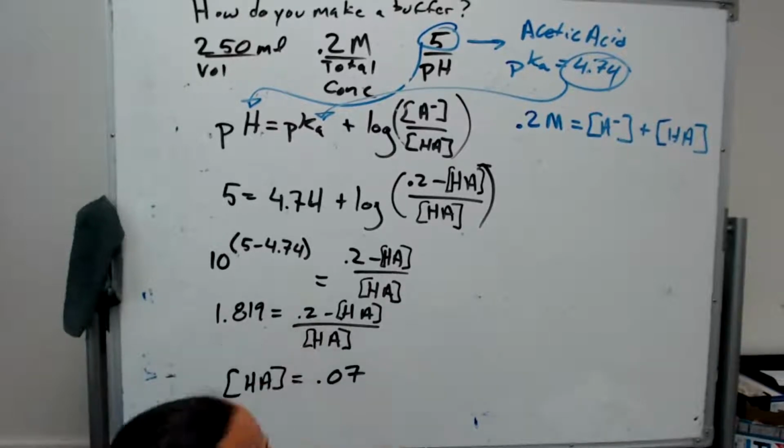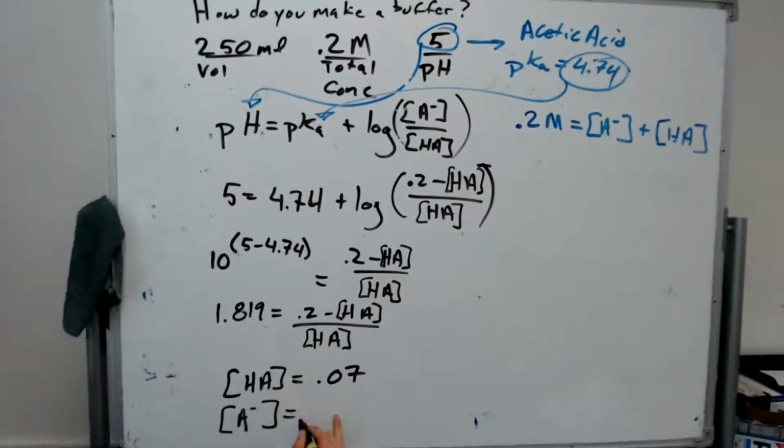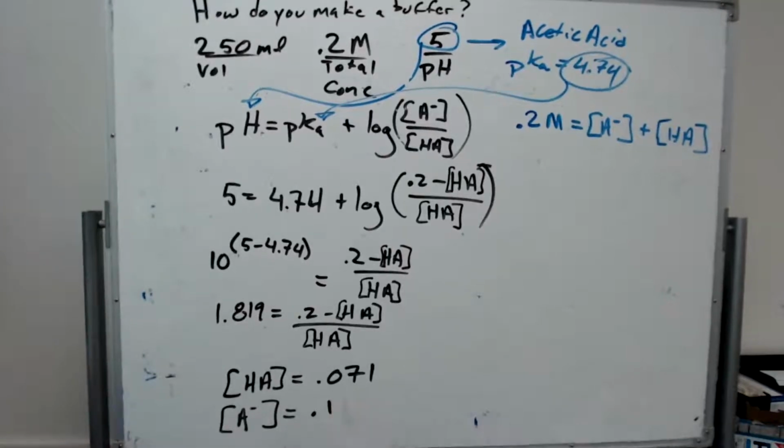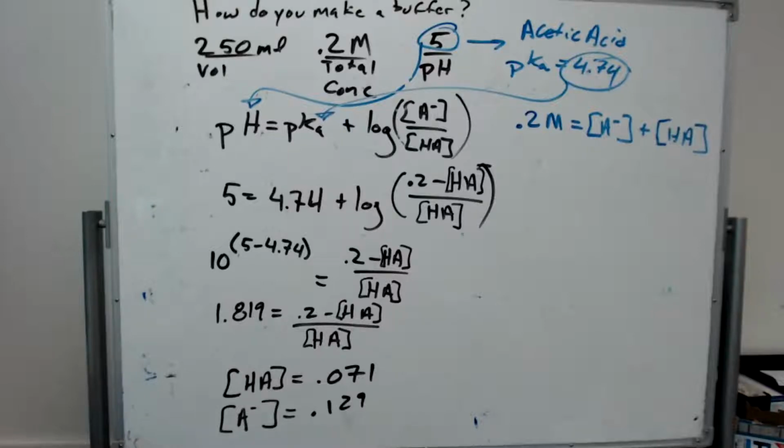But if we actually do it, we can use this equation to calculate A minus now. And that is going to be 0.129. Sorry, I put 0.071. I'm just going to go with 0.13. Yeah, more details are probably good. I'm going to go with the details: 0.071 and 0.129. We can back calculate now from this. We can plug these back in here and make sure that we still get a pH of 5, but I bet we will. So these are the concentrations we want.